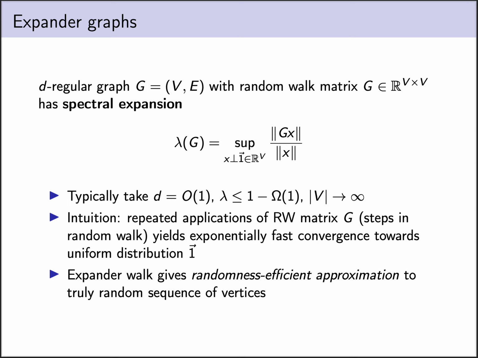Typically we'll take constant degree, spectral expansion bounded away from 1, and arbitrarily many vertices. In this regime, expander walks actually give randomness efficient approximations to truly random sequences of vertices. Since the degree is constant, at each step in the random walk we only need a constant number of bits of randomness. But we're rapidly approaching the stationary distribution, and more generally, as we'll see throughout the talk, in many cases the expander walk is quite a good approximation to a truly random walk on a complete graph.